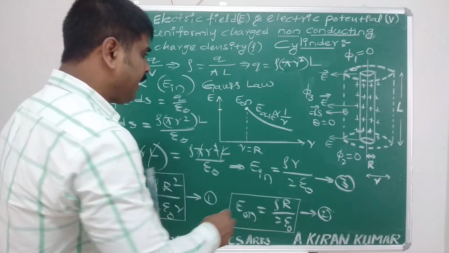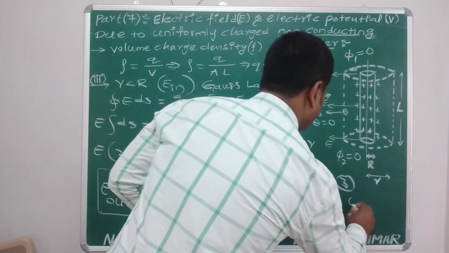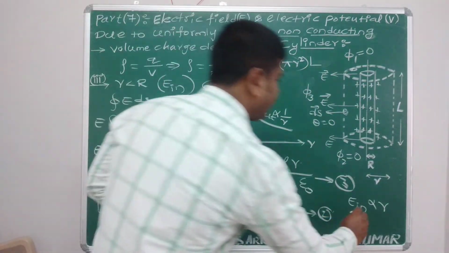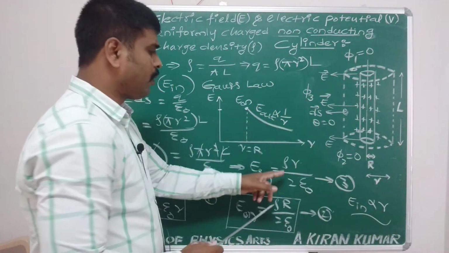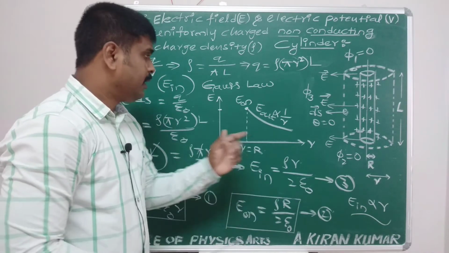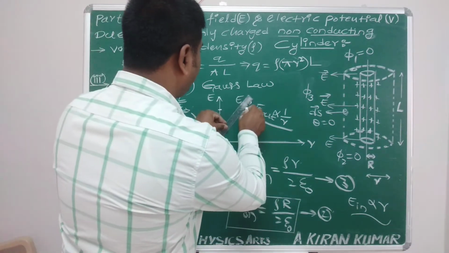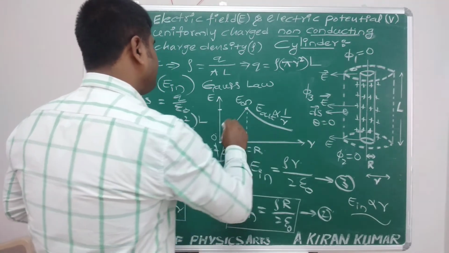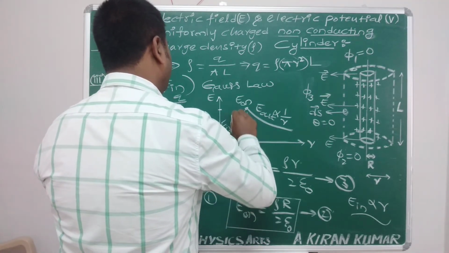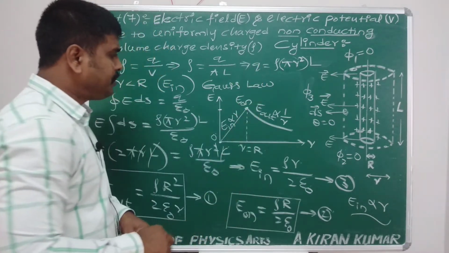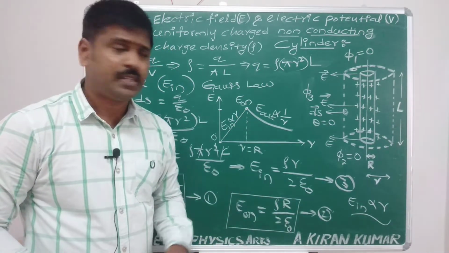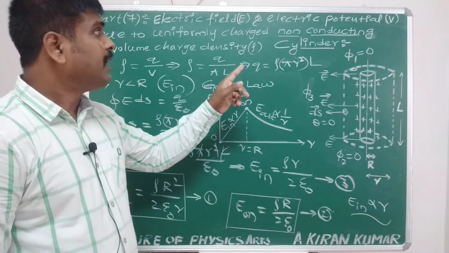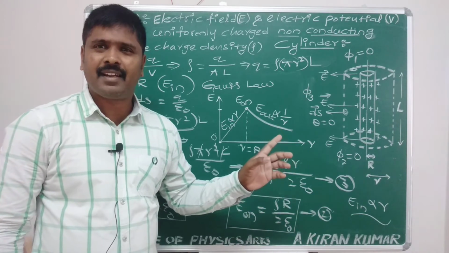Next, inside, E in is directly proportional to small r. Think practically: rho is constant, 2 epsilon naught is constant, so we can draw the graph inside from the origin. E in is directly proportional to r, a straight line passing through the origin. This is the graph of the electric field intensity of a uniformly charged non-conducting cylinder.